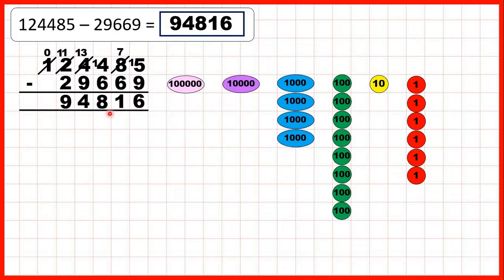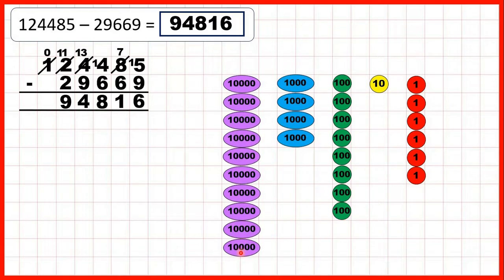So now we have 4 as the thousands digit of our answer, and because we exchanged one of our 10,000s, we now have only one 10,000 counter, but we need to take 2 10,000s away. So we can take 1 away, and then we can exchange our 100,000 for 10 10,000 counters and take away 1 more. So that means that we have 9 as the 10,000s digit of our answer, and because we exchanged, we don't have any 100,000s.